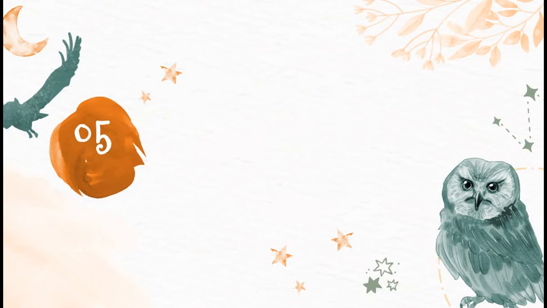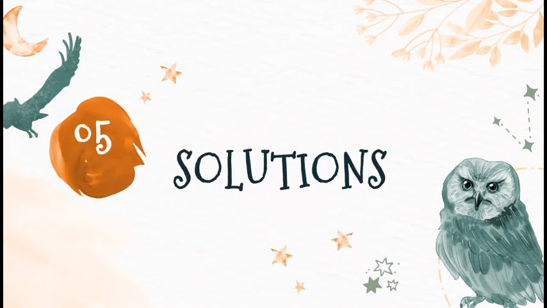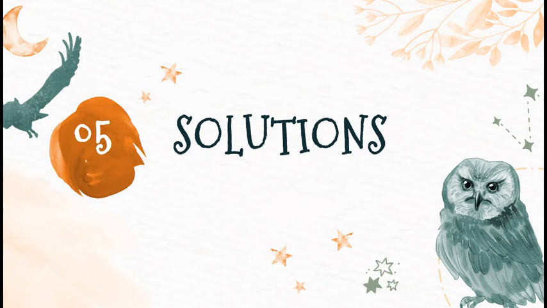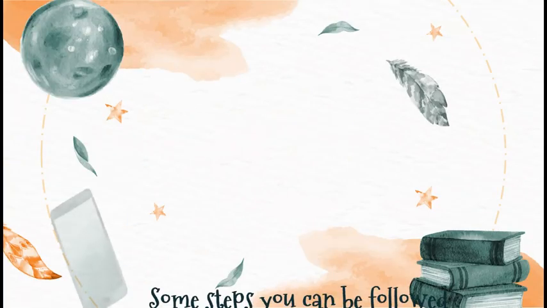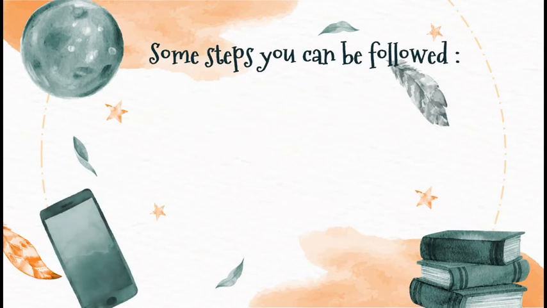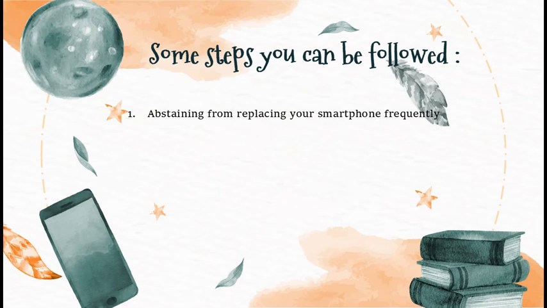The final part of this video discussion is part 5, which is solutions to minimize a smartphone's impact. Some steps that you, the smartphone users, can follow are: first, abstaining from replacing your smartphone frequently. We should try to use a smartphone for at least 5 years in order to not keep on changing to new smartphones every 2 years.